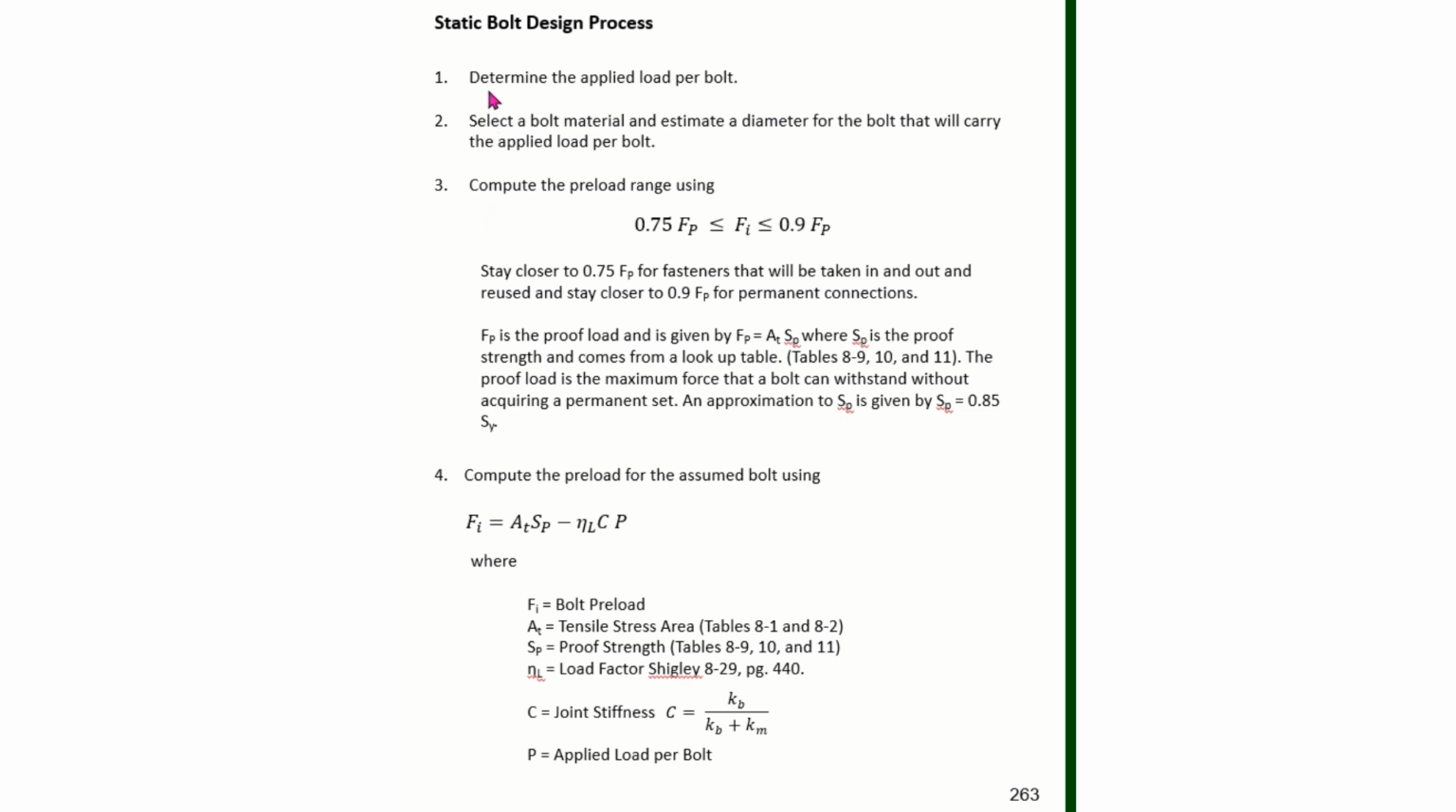The first step is to determine the applied load per bolt. So you would take the total applied load and divide it by the number of bolts. Then we select a bolt material and we estimate a diameter for the bolt that will carry the applied load per bolt. This is where you need to be able to make good engineering judgment. You should have in the back of your mind a reference where you know that a certain size diameter rod will carry a certain load.